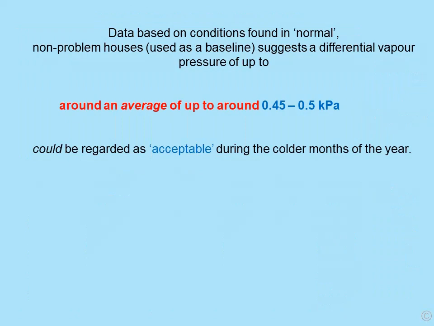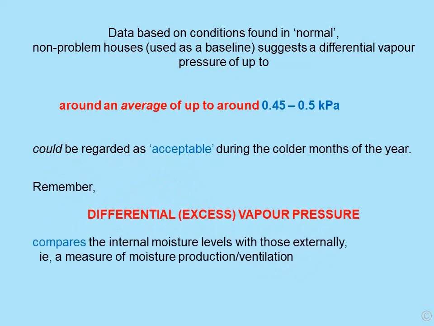Looking at a database which was made up of conditions found in normal non-problem houses, and this has been used as a baseline, this suggests a differential vapour pressure of up to around 0.45 to 0.5 kilopascals could be regarded as acceptable during the colder months of the year, indicating perhaps sufficient ventilation. Remember, differential vapour pressure compares the internal moisture levels with those externally. It's a measure of moisture production and/or ventilation.